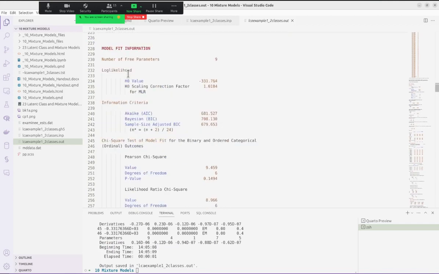M+, you're used to seeing model fit information if you've seen this before. Number of free parameters, 9. I'm going to count those for you real quick. Remember, we have 4 items, right? Each item has an item difficulty or an item threshold. But that's multiplied by 2 classes. So that makes 8 of the parameters. And the 9th one is the proportion of people being in one of our classes. Remember, there's 2 proportions, but they sum to 1, so we only have to estimate one of them.